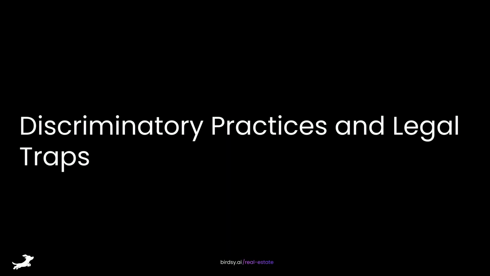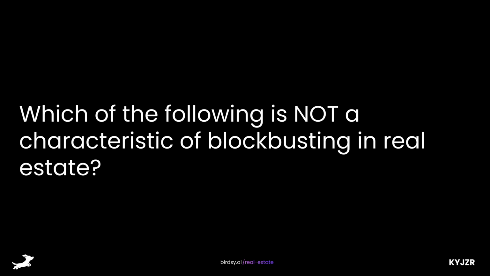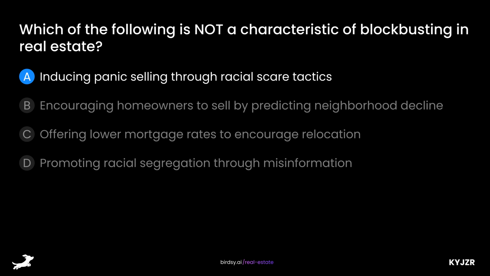Discriminatory practices and legal traps. Blockbusting, steering, and redlining. Which of the following is not a characteristic of blockbusting in real estate? Is it A, inducing panic selling through racial scare tactics? B, encouraging homeowners to sell by predicting neighborhood decline? C, offering lower mortgage rates to encourage relocation? Or D, promoting racial segregation through misinformation?